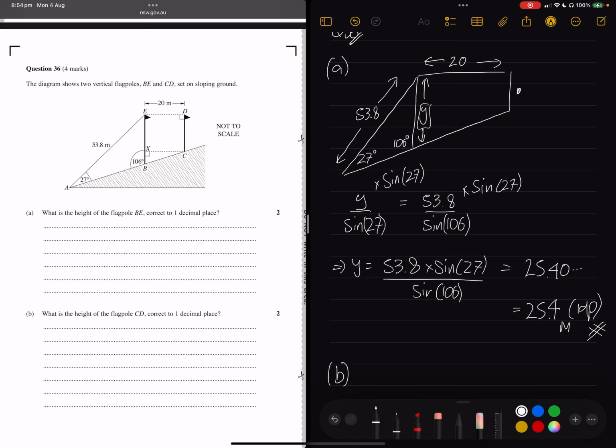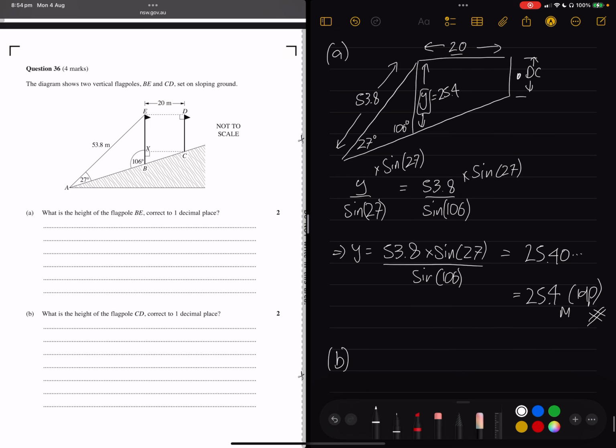So what we're going to do is try and find a way to get the unknown length, which we'll call DC. When you're doing a problem like this, you really just want to try and find missing lengths based on the shape. That's one of your best approaches to this kind of question. So let's see what we can find based on what we know. We know that this y value is 25.4. We know that this top distance is 20.